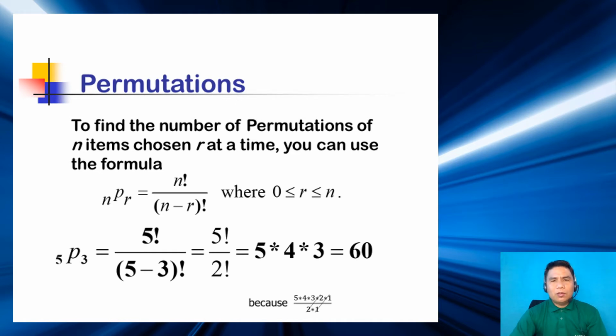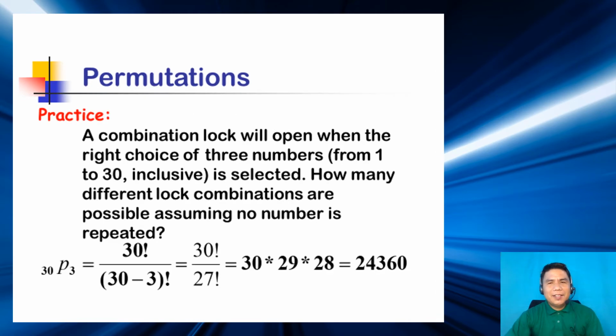Where is 2 times 1? Okay, it's being cancelled out, since 2 factorial is also 2 times 1. So 2 times 1 above and 2 times 1 below is cancelled out. Turns 1.